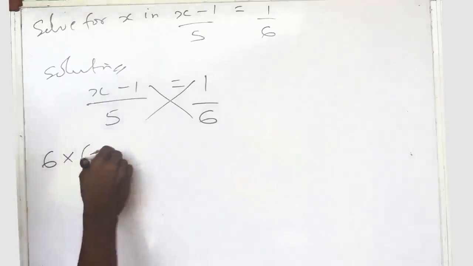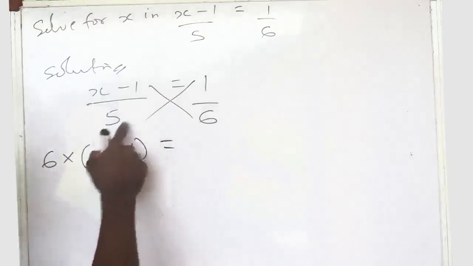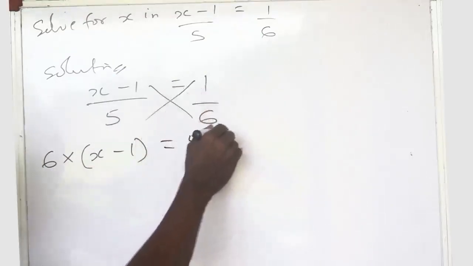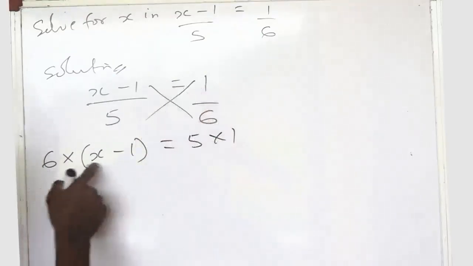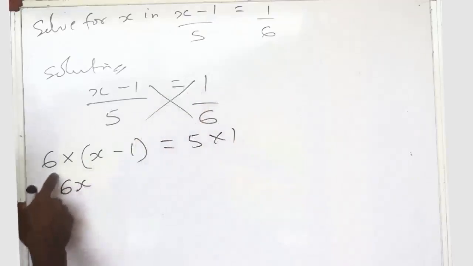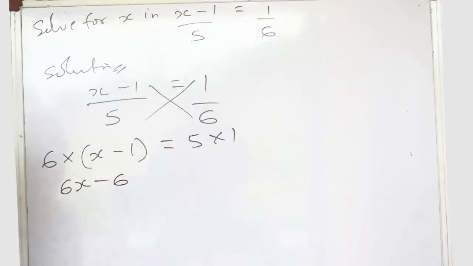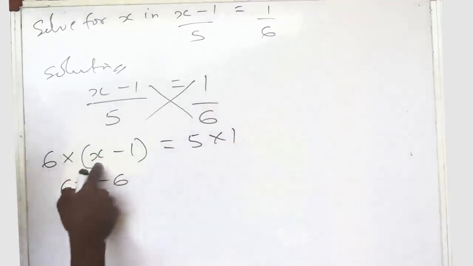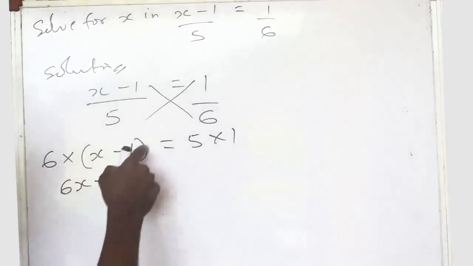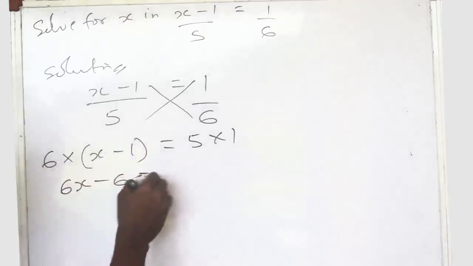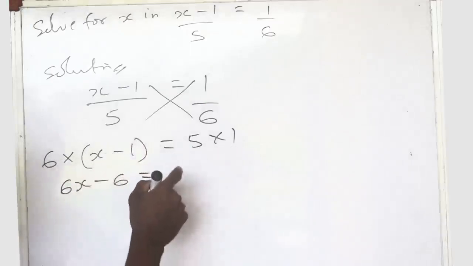So we have x minus 1 equal to 5 times 1. 6 times x is 6x. 6 times minus 1 is minus 6. So this means use 6 to multiply everything inside the bracket. If you still have more things, we use 6 to multiply them. Because 5 times 1 is 5.